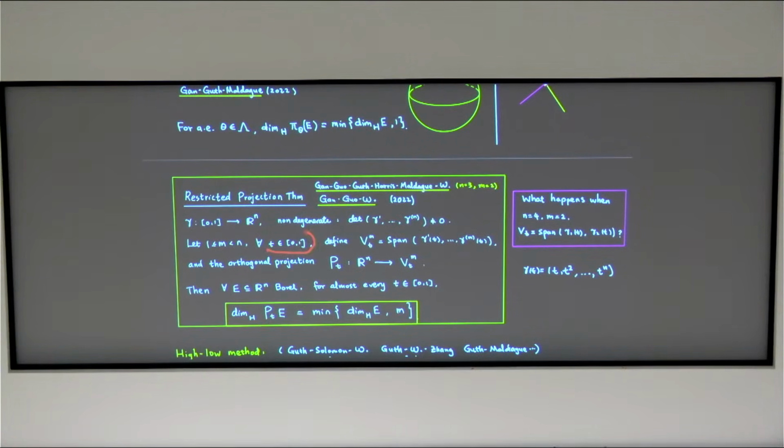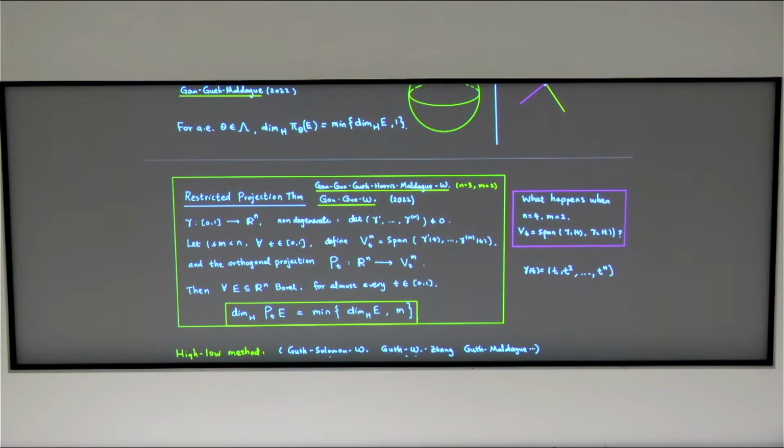For any point on the curve, we can define the m-dimensional subspace V_t^m as the span of its first m derivatives. And we can also define the orthogonal projection P_t from R^n to the subspace spanned by the first m derivatives. Then we also have this Marstrand-type estimate.